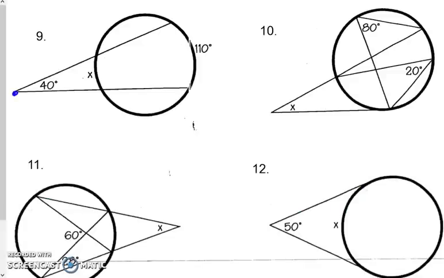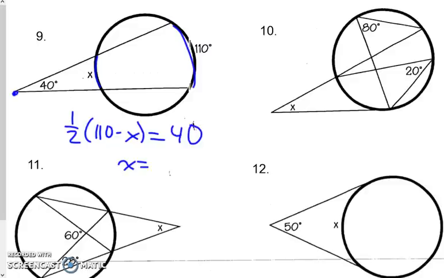We're dealing with a picture where our vertex is outside of the circle, so it's going to be 1/2 the difference between these two. So 1/2 the difference between the two arcs must equal the angle. Solve that, you get that x is a 30-degree angle.